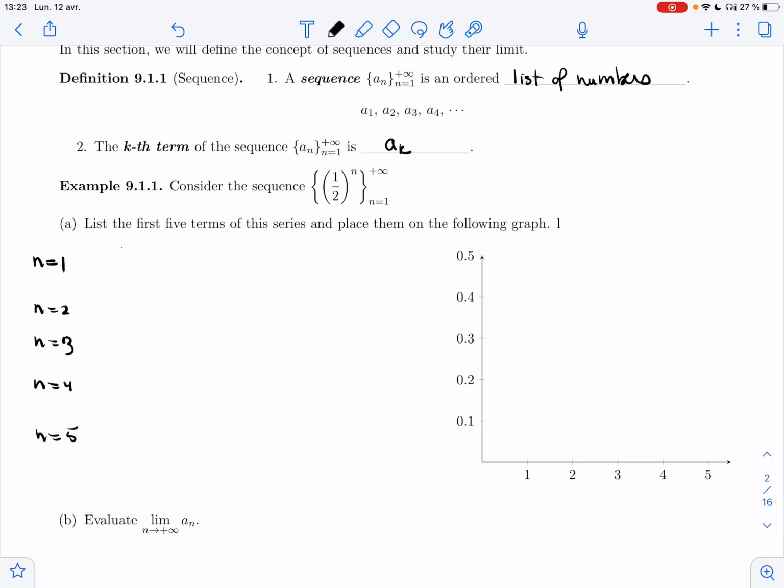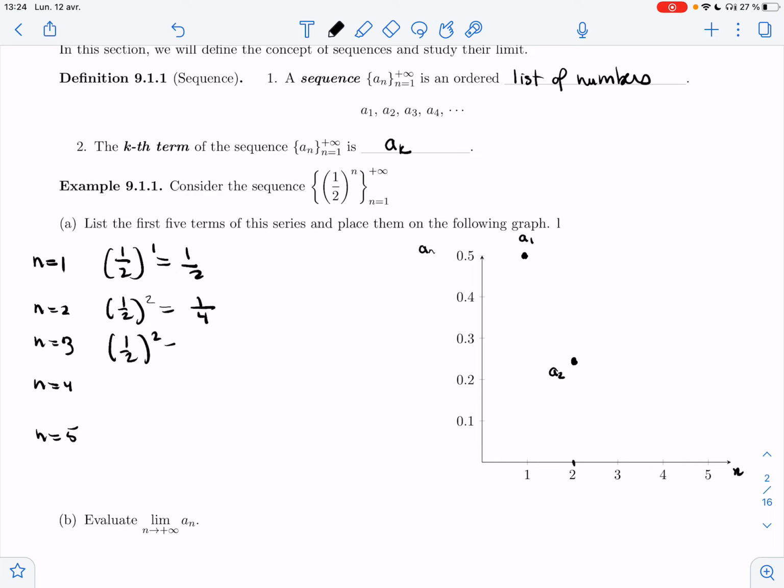So for n equals 1, I have (1/2)^1. I have 1/2. So this is going to be n. This is going to be a_n. So 1/2 right at the top. So that's a1. For n equals 2, I have (1/2)^2. That gives 1/4. So for n equals 2, I have 1/4. That's 0.25. That's a2.